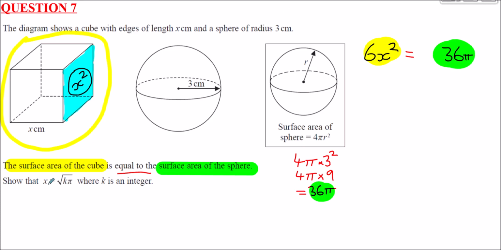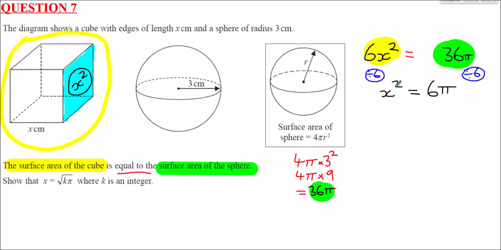We want to show what x is equal to. Now x is the side of a square, so we know x is going to have to be positive. We don't want 6x squared, we want to know what just 1x squared is. So to go from 6x squared down to 1x squared, we can divide by 6. If we divide this by 6, I divide by 6 on the other side. So 36 divided by 6 is 6. So 36 pi divided by 6 is going to be 6 pi.